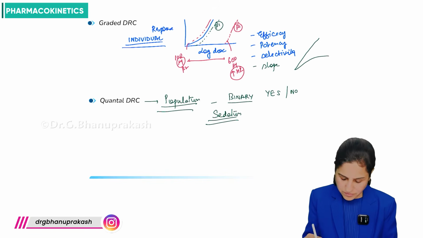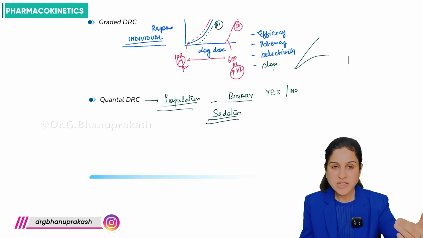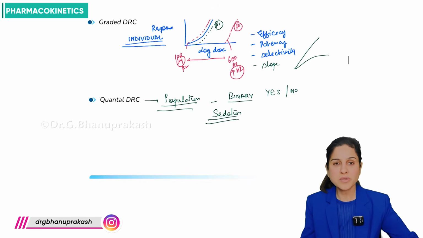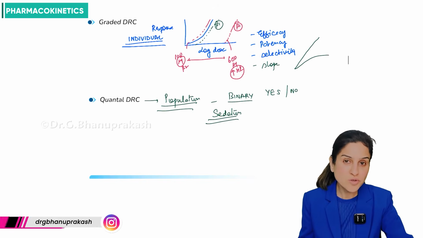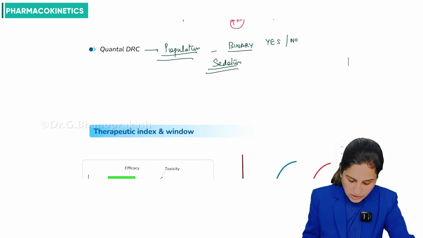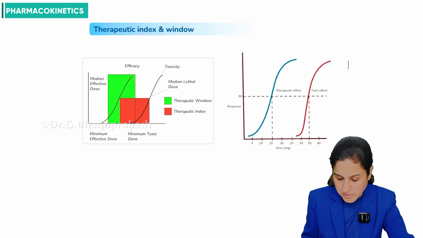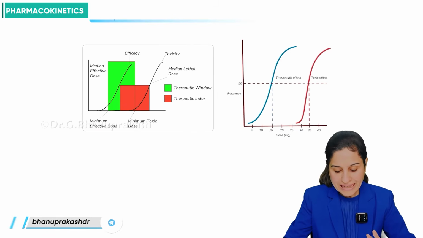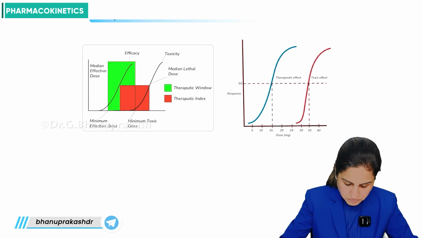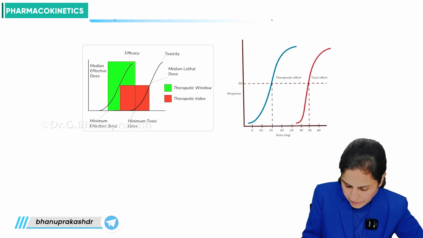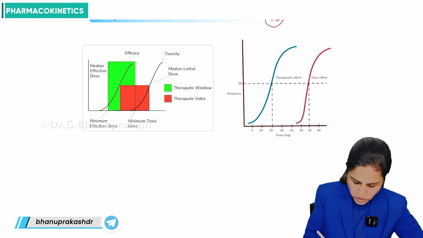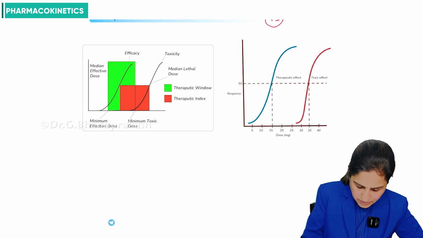So you will have a drug which produces sedation in 50% of the population, or it does not produce sedation in 50% of the population. So that is a quantile dose response curve. Now here we have two important concepts, which are therapeutic index and therapeutic window. So what is the important concept? Now this is the therapeutic index here that we have shown. And this one here is the therapeutic window.